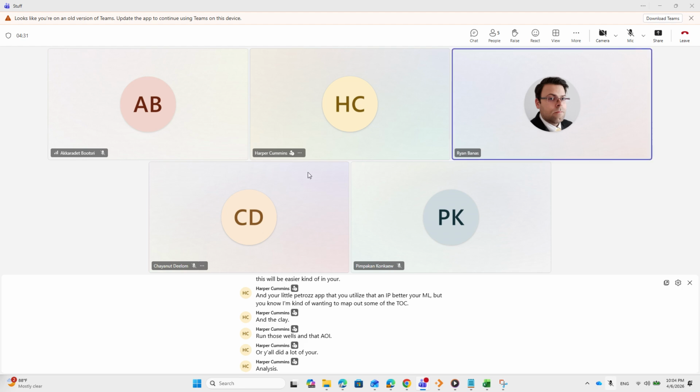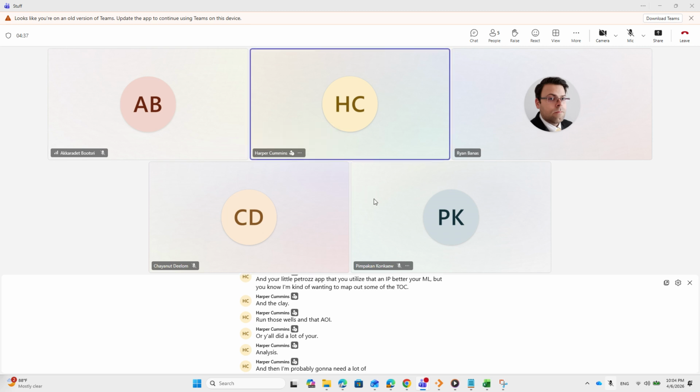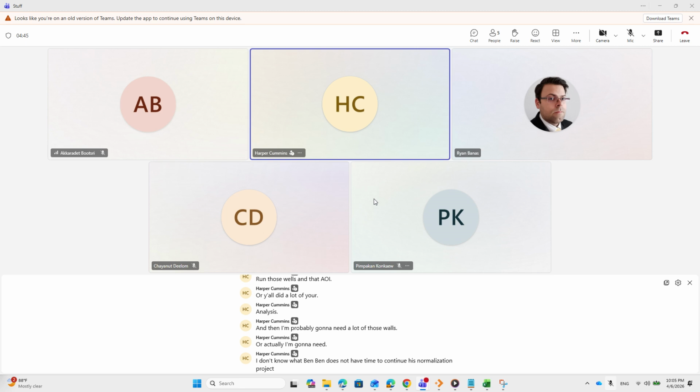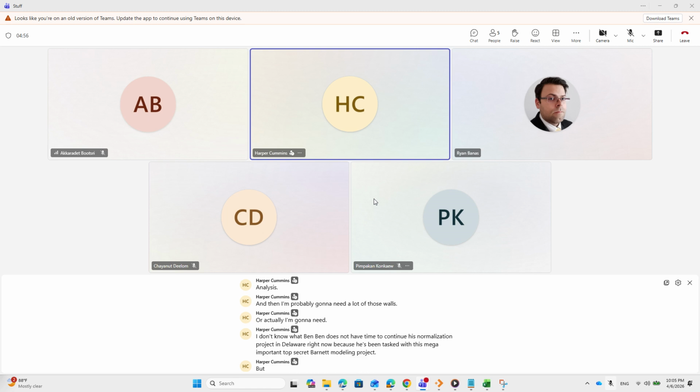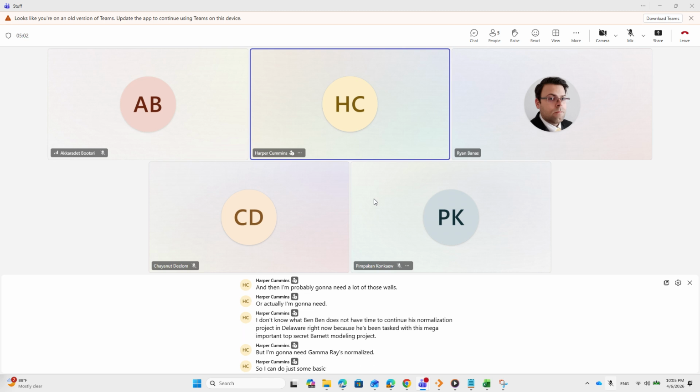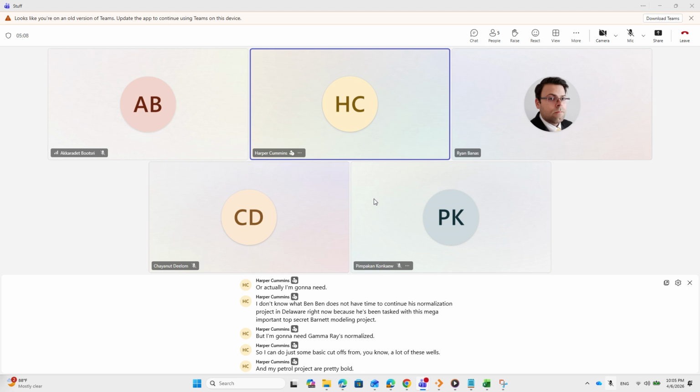Okay. And then I'm probably going to need a lot of those wells. Ben does not have time to continue his normalization project in Delaware right now because he's been tasked with this mega important top secret Barnett modeling project. But I'm going to need gamma rays normalized so I can do just some basic cutoffs. A lot of these wells in my Petra project are pretty old, so I need some normalization work done.